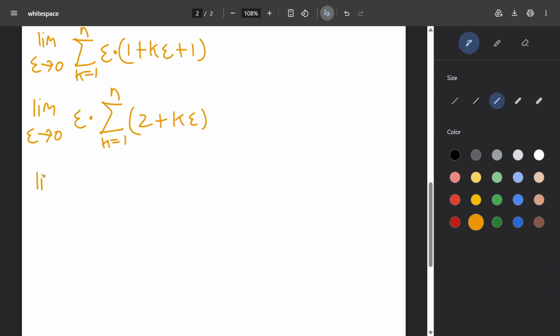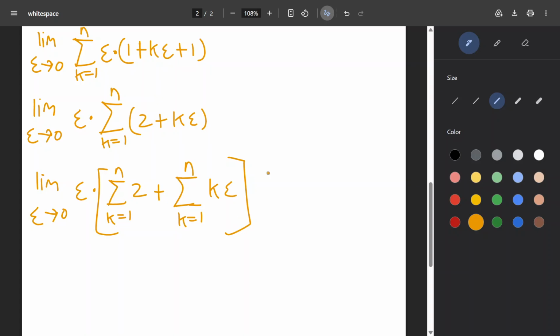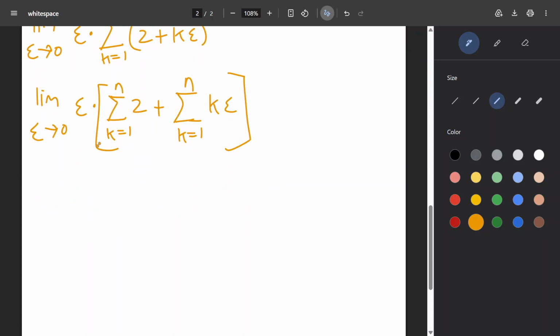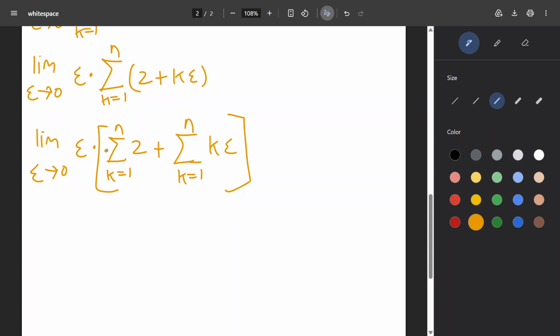All right, so this becomes the limit as epsilon approaches 0 of epsilon times the summation of 2, from k equals 1 to n, plus, and actually we'll add brackets here, the summation of k times epsilon from k equals 1 to n. All right, let's do this. So since 2 is just a constant, we can just move it over here, and I'll have 1 left, because I just factored out a 2, right?